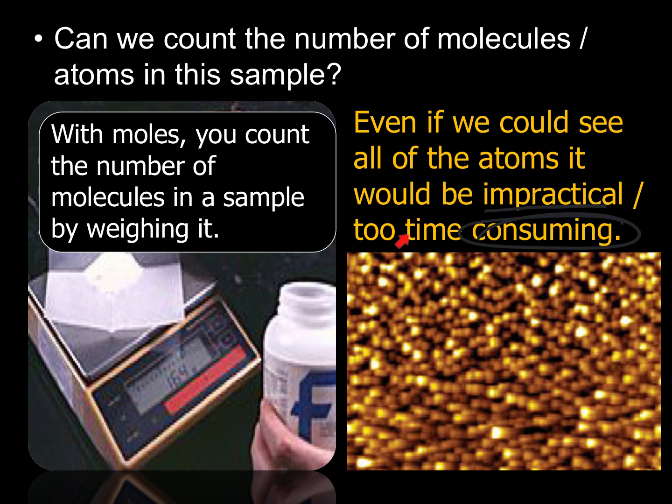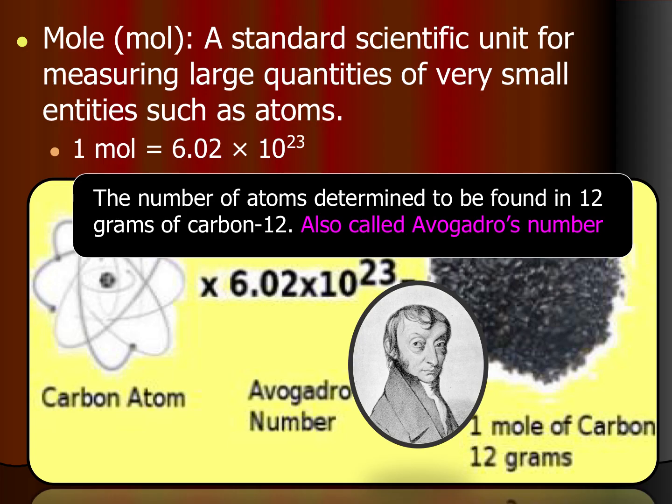So we're going to connect the unit of counting in chemistry, moles, to the mass that we have of a material. So what is a mole? A mole is the scientific unit for measuring very large quantities of something that's very small, like an atom.